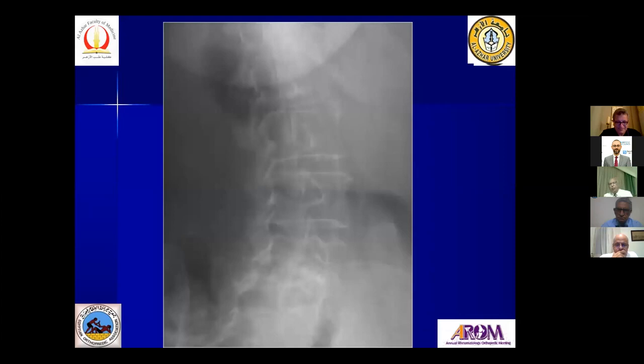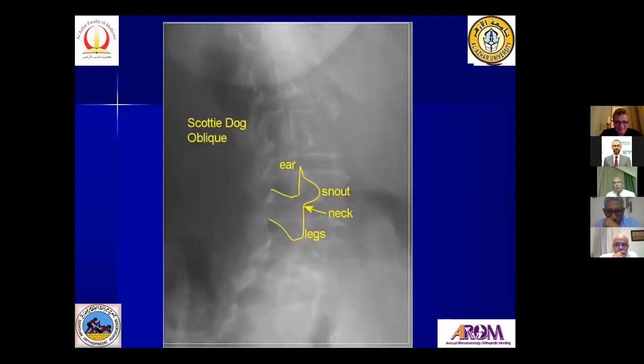And when you do an AP, lateral, you do an oblique view to represent, in cases of spondylolysis, the pars interarticularis defect. This is what we call the Scotty dog oblique view, representing the superior facet, the ear of the dog. And this is the nose, and this is the neck, which is representing the pars interarticularis, if there is a defect, and this is the leg of the Scotty dog.